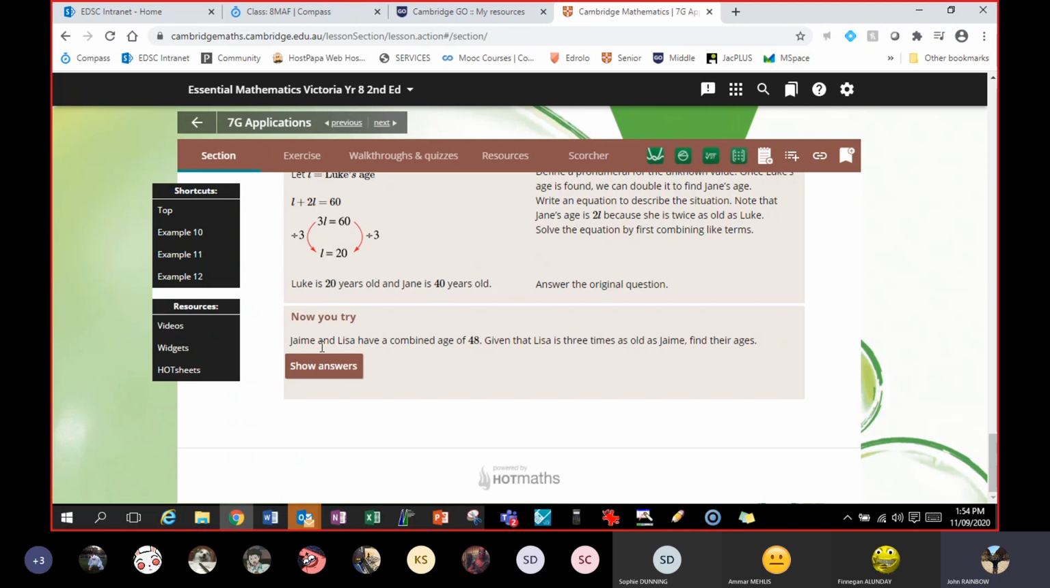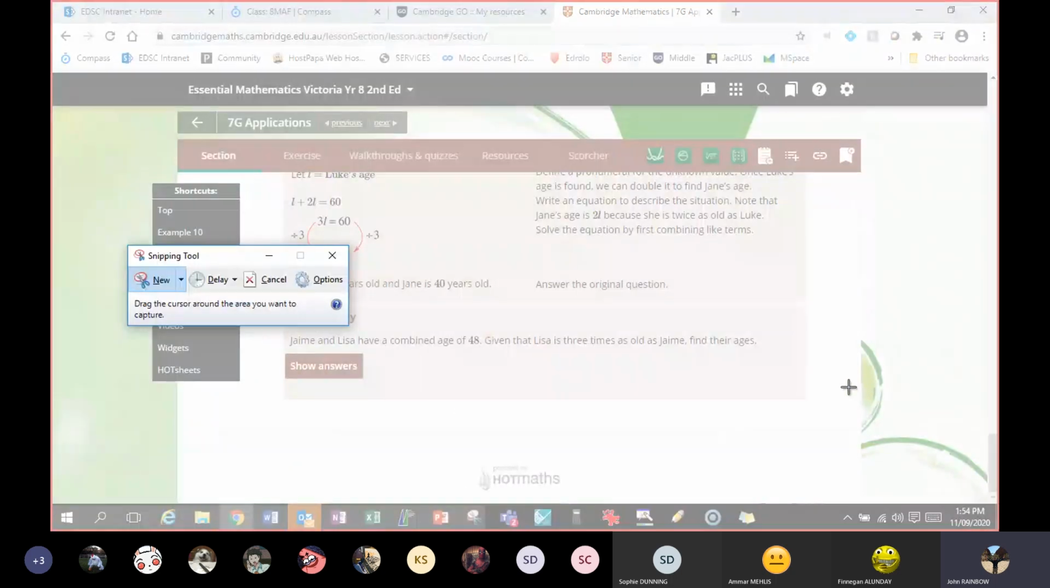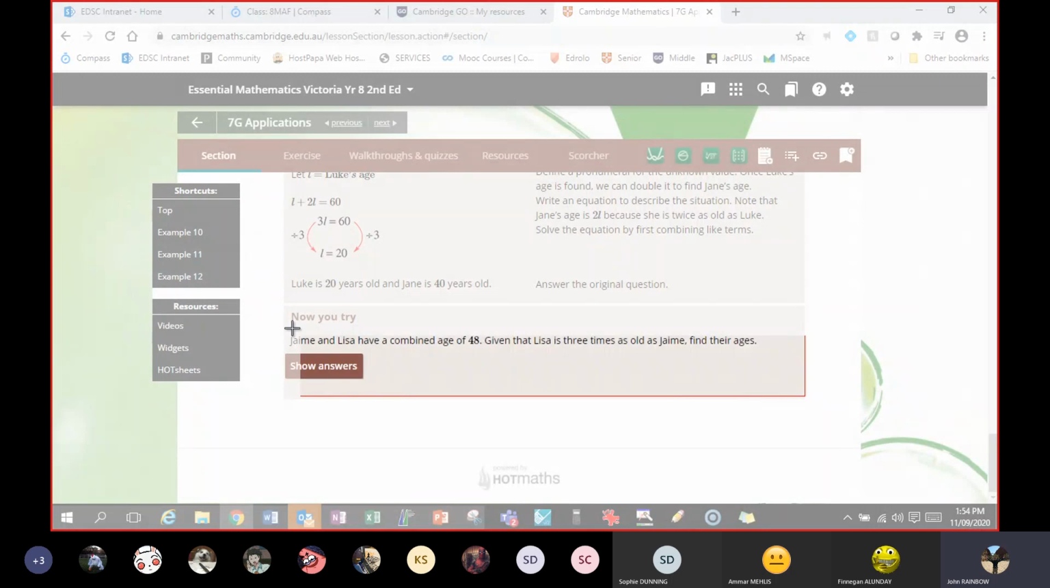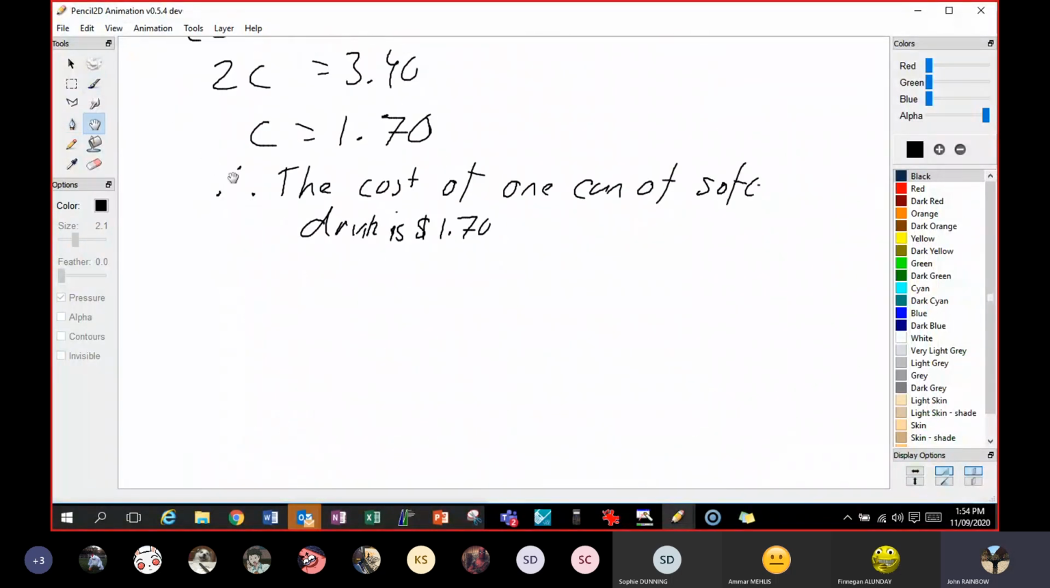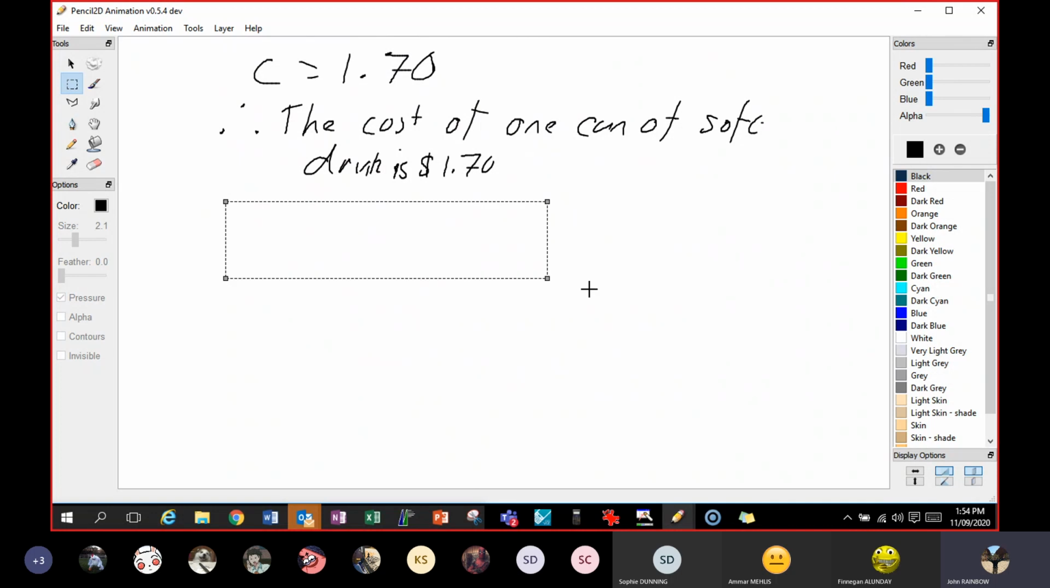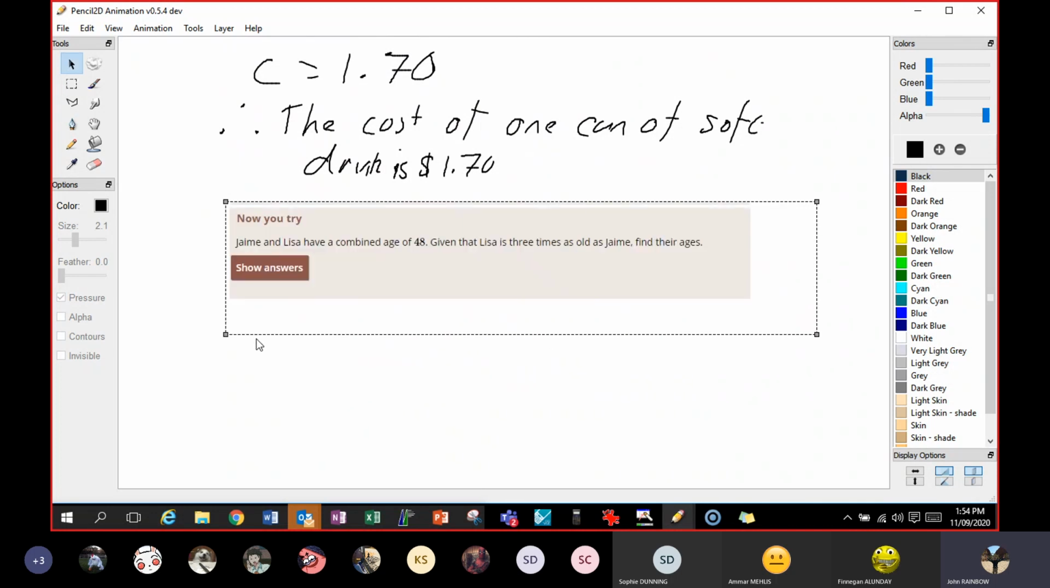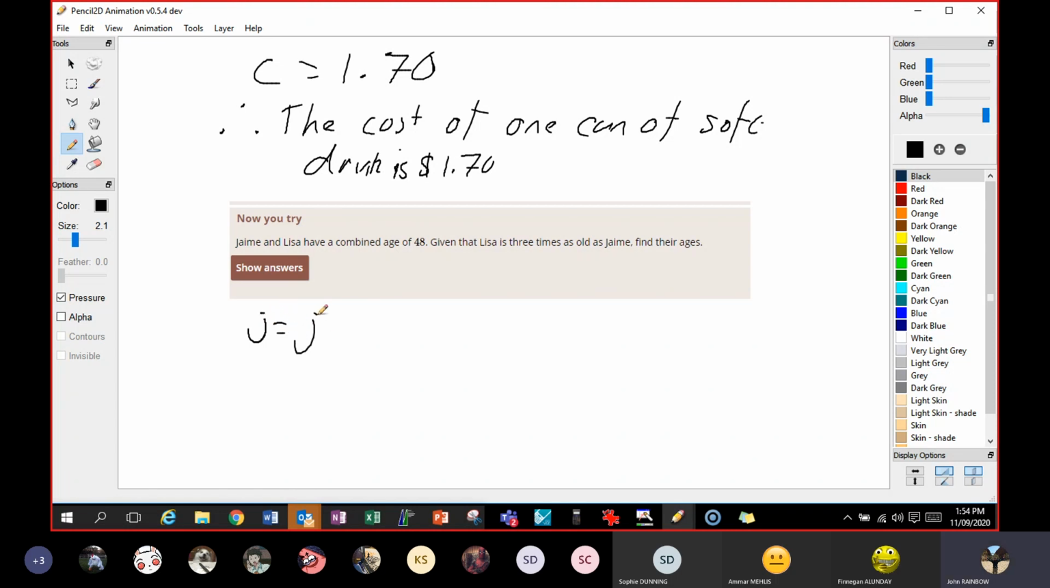Let's try it ourselves. Jamie and Lisa, I'm just going to copy this one. And this will be the last example, and then I'll let you guys go and have a crack at this one. Jamie and Lisa have a combined age of 48. Given that Lisa is 3 times as old as Jamie, find their ages. So I'm going to let J equal Jamie's age.